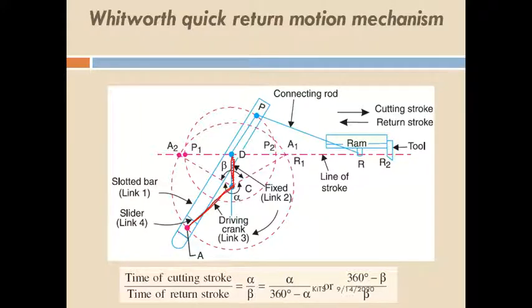Now A is the slider, or piston. Slider is a link. CA is the crank. On point A, they have fixed this slider.